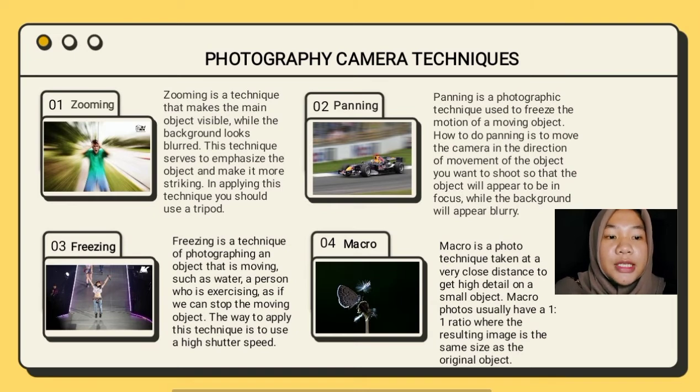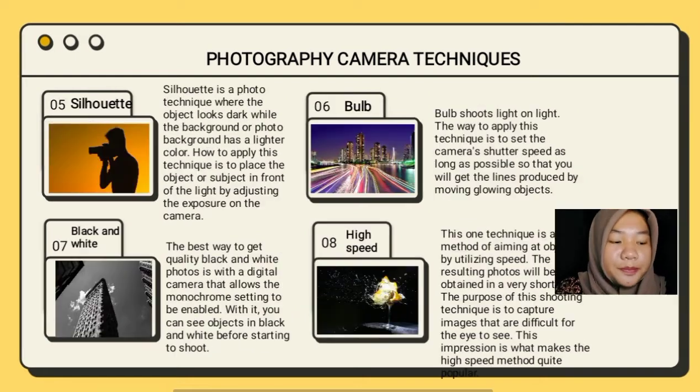And number 4 is macro. Macro is a photo technique taken at a very close distance to get high detail on a small object. Macro photos usually have a 1:1 ratio where the resulting image is the same size as the original object.